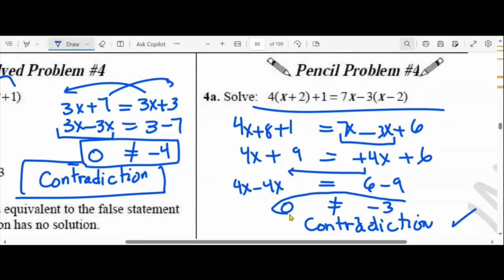At the end, you should get this. If you don't get this, then something is wrong. It has to be this.